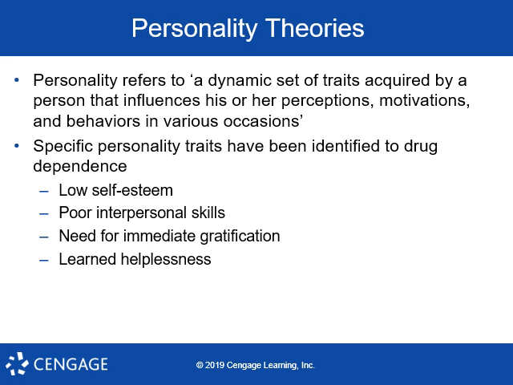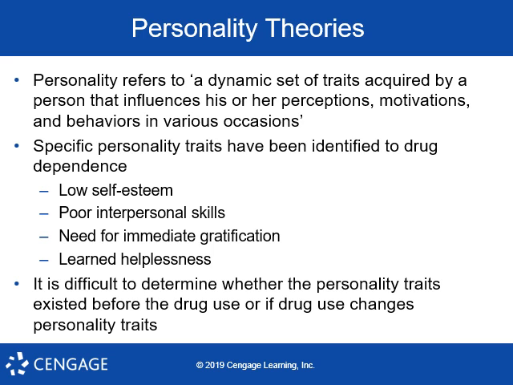And another issue may be learned helplessness. So a person's social structure is such that they're never really encouraged to be successful. They're always beaten down psychologically. And the only means of mentally coping with these issues is through the use of some type of immediate gratification, such as cocaine, heroin, alcohol, nicotine. It's difficult to determine whether the personality traits existed before their drug use or if drug use changes personality traits. Again, chicken or the egg.